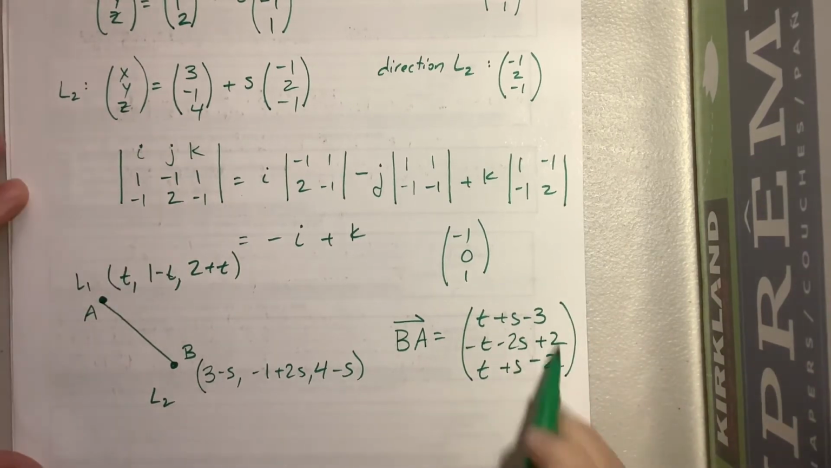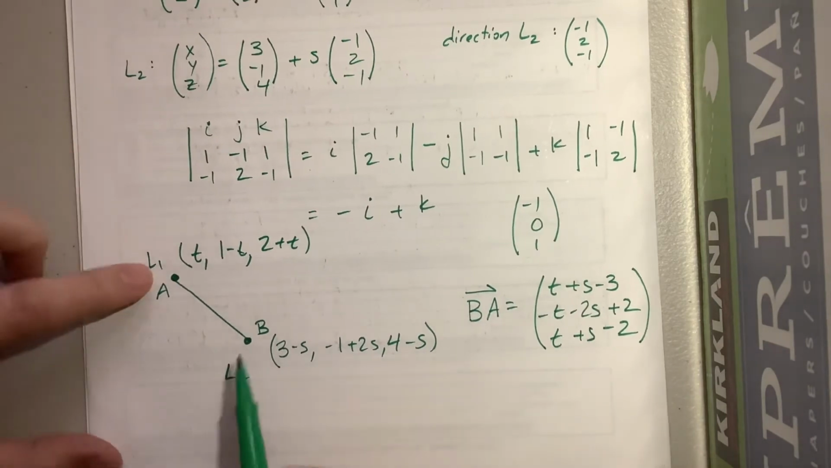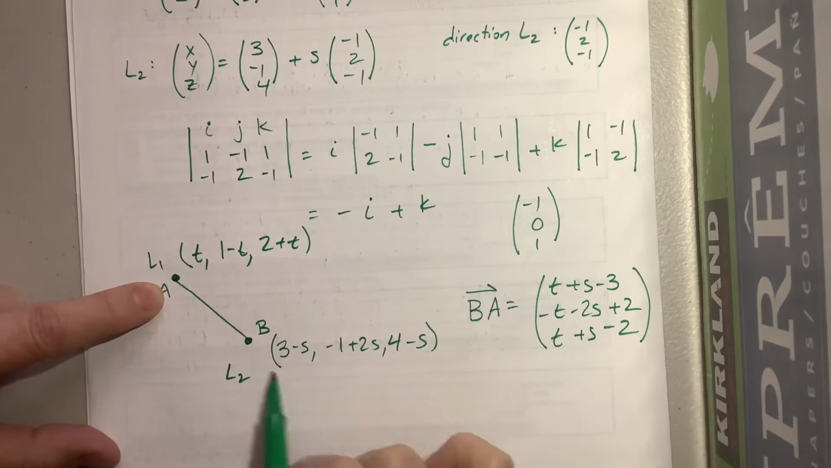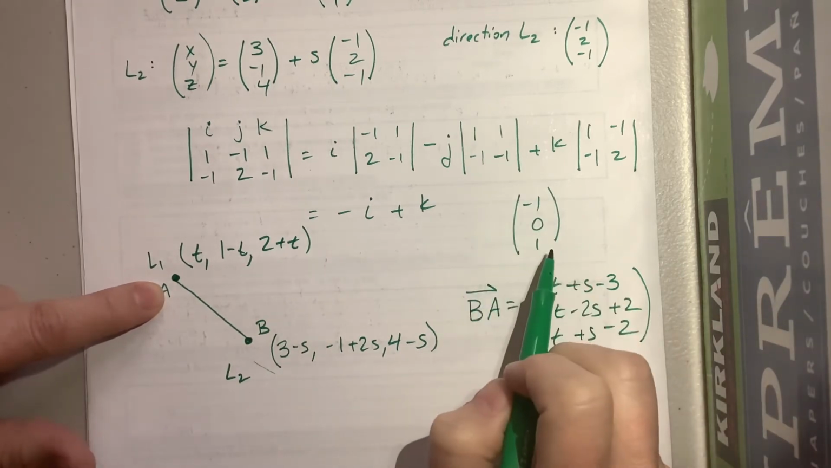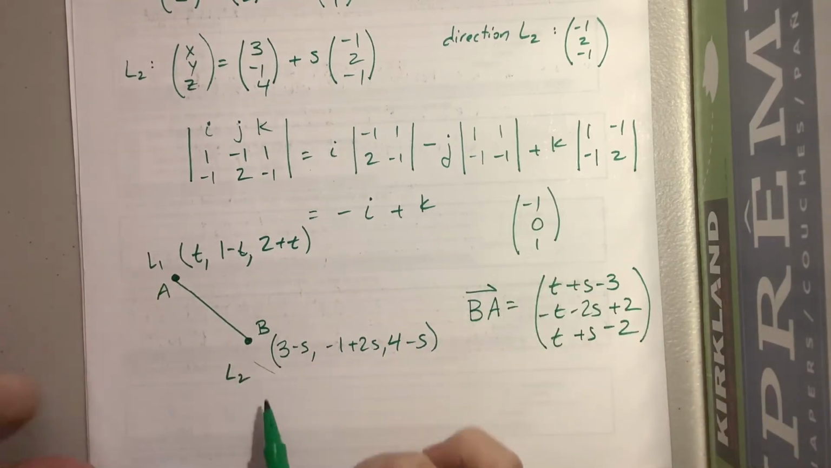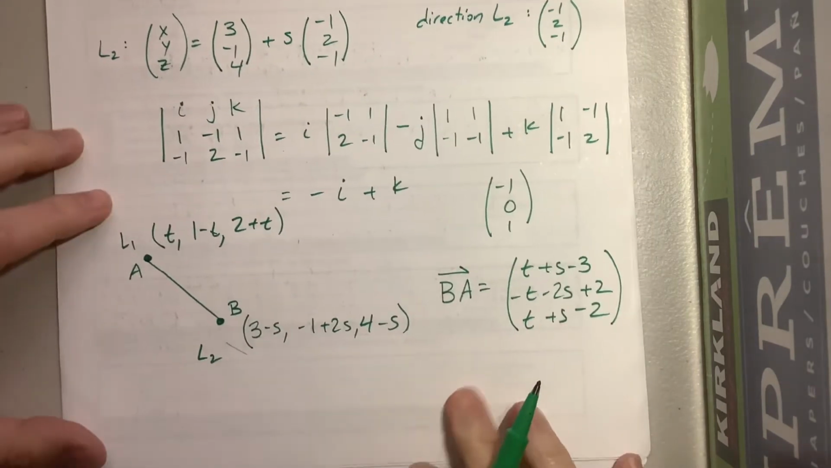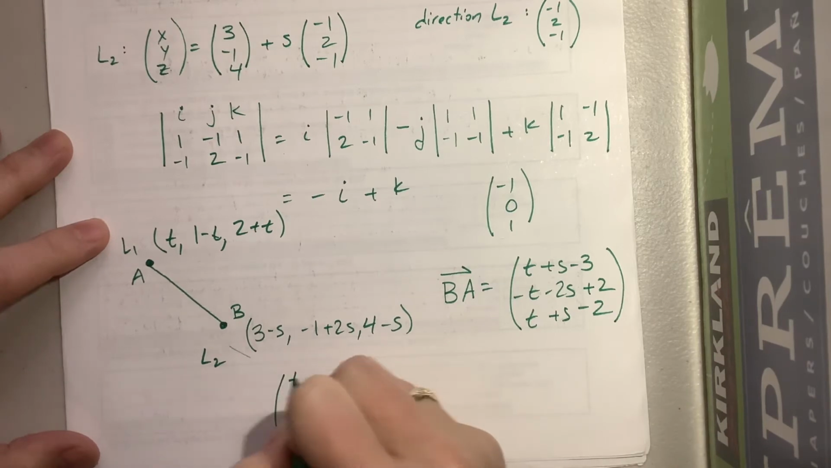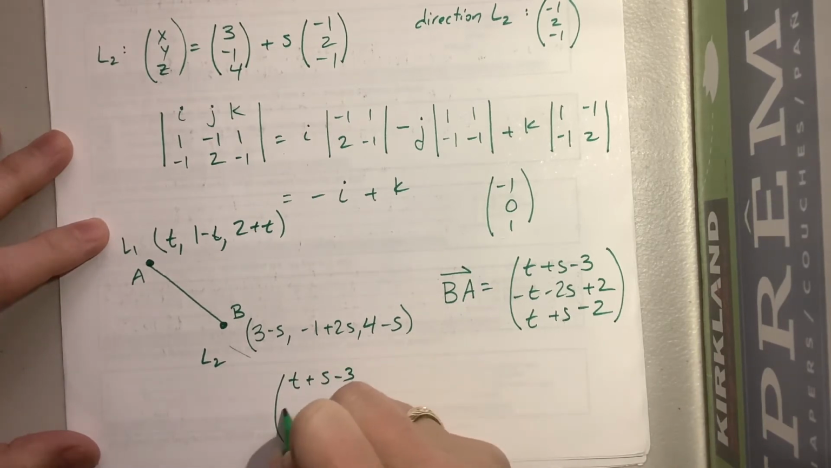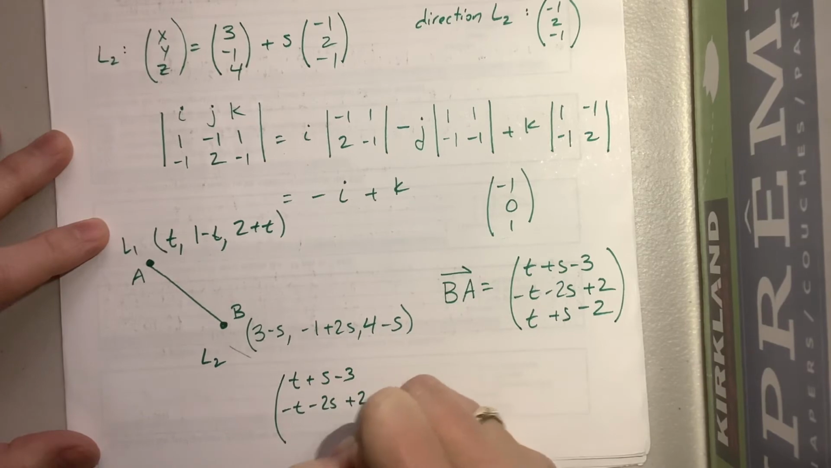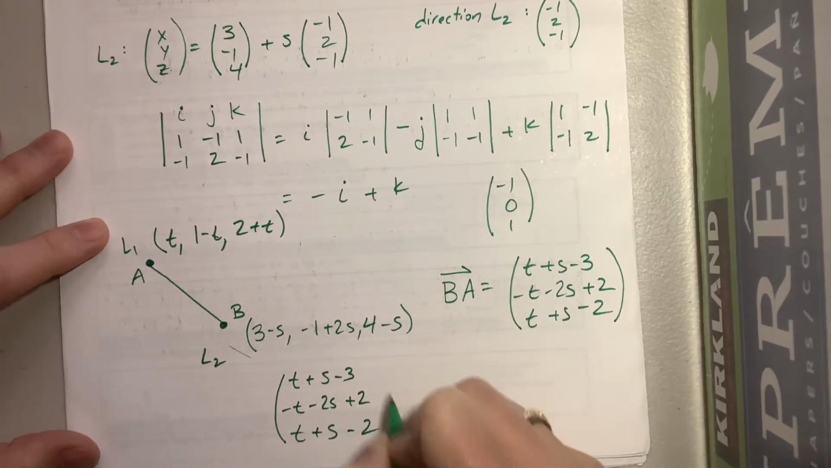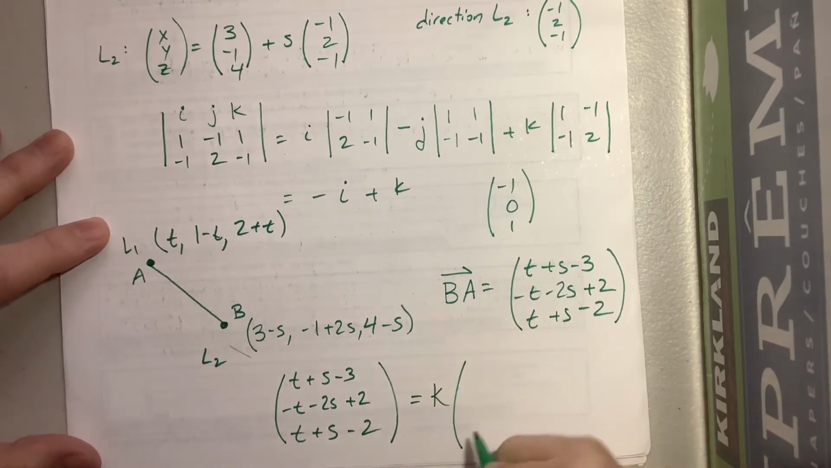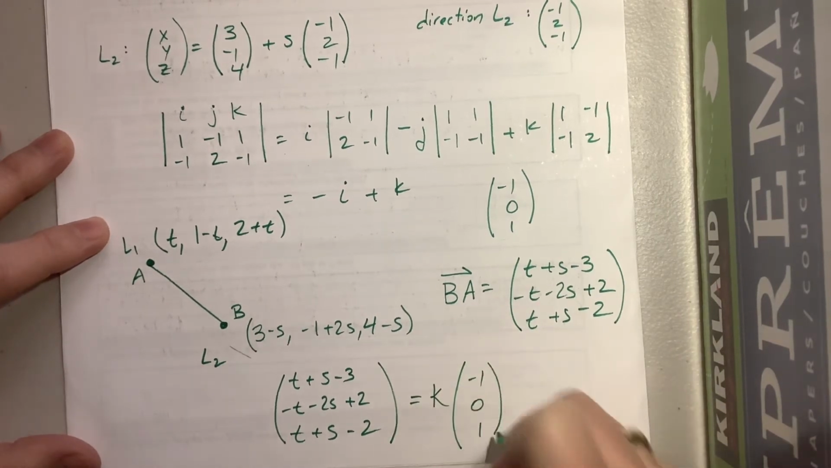Okay, so this vector right here, in order to make this the shortest distance between these two random points, needs to be parallel to the vector that's perpendicular to both of the skew lines. So in order for them to be parallel, I need this t plus s minus 3, negative t minus 2s plus 2, and t plus s minus 2, I sure hope I didn't make a little silly mistake yet, to be equal to some scalar times negative 1, 0, 1.